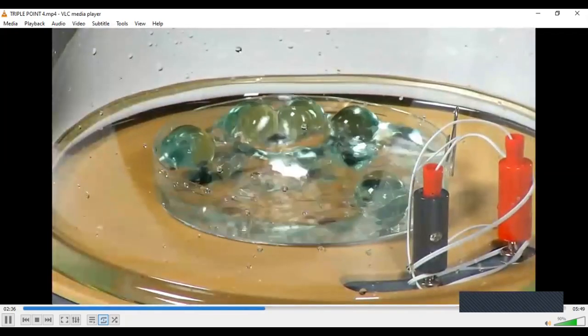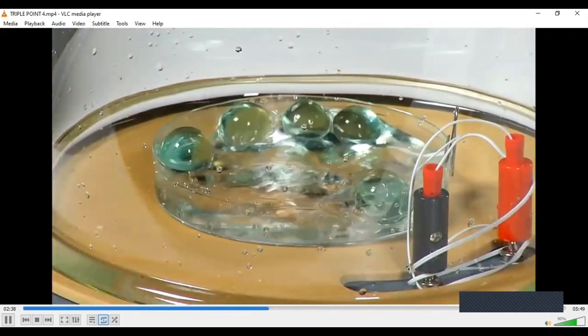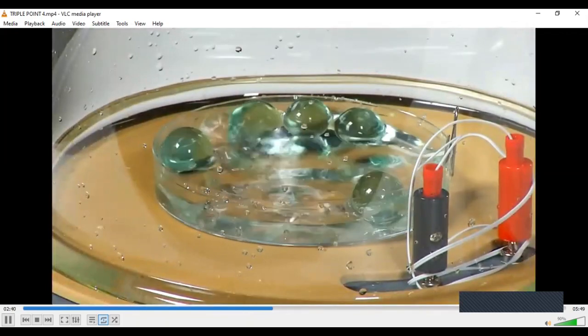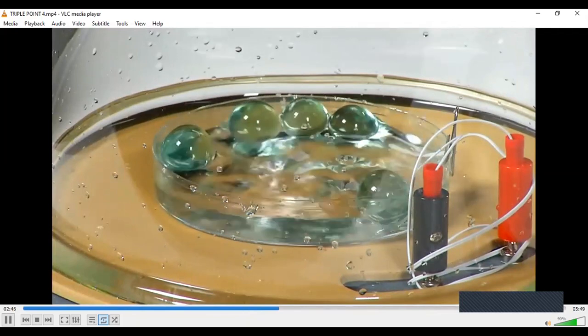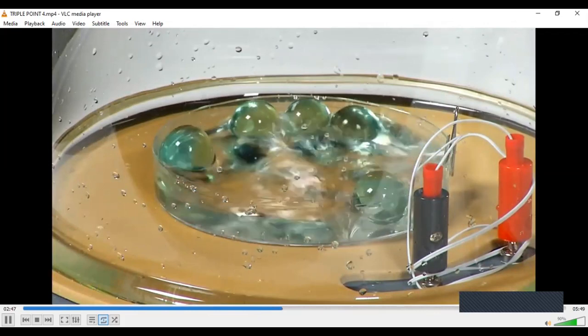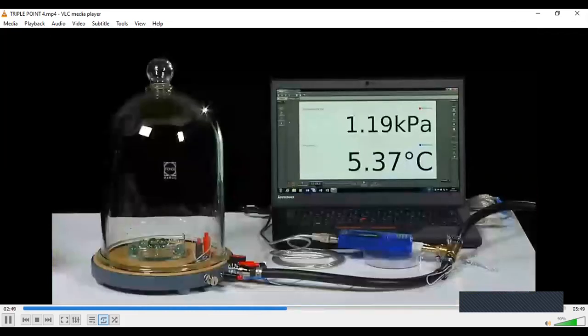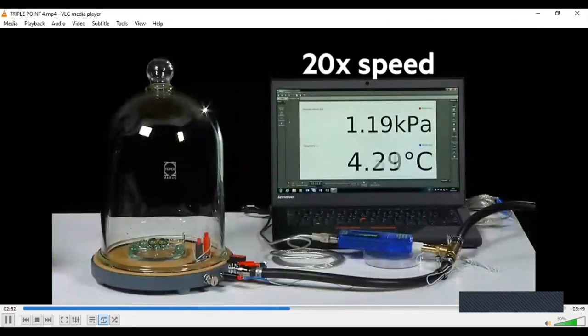The glass beads reduce the splashing of water during boiling while the pressure decreases. They will also provide nucleation sites for the other two phases. While the pressure drops quite quickly, it takes longer for the temperature to approach values around 0.01 degrees Celsius. Unfortunately, our pressure sensor cannot measure below 1.2 kilopascal, but we will see later that the pressure is low enough as the water will be in all three phases. This can, however, take a few minutes.